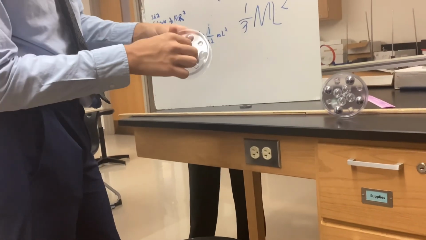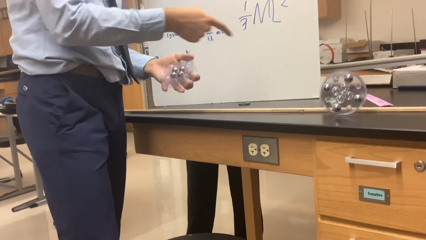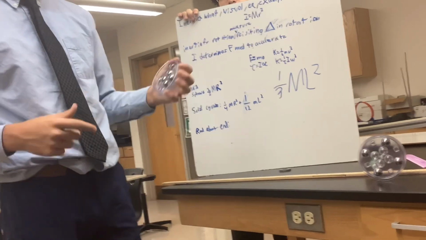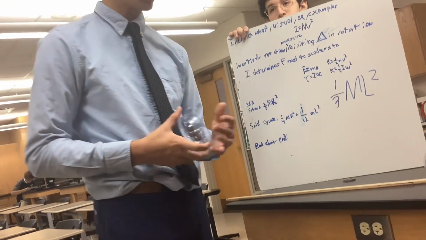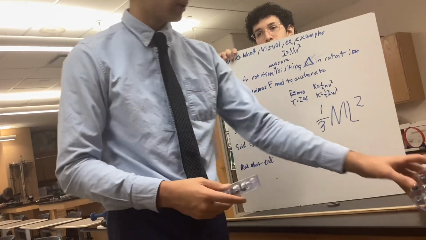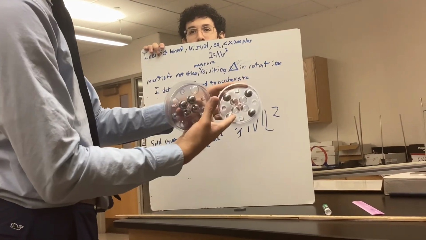However, this is more tightly packed. It's closer to the fulcrum. Therefore, it's going to have a lower I value compared to this because of the lower R value. And since it has a lower I value, that means it's not going to be as resistant to change, which is why it's able to speed up as fast as it does. So, as you see, closer to the fulcrum, less inertia. Farther, it has more momentum.